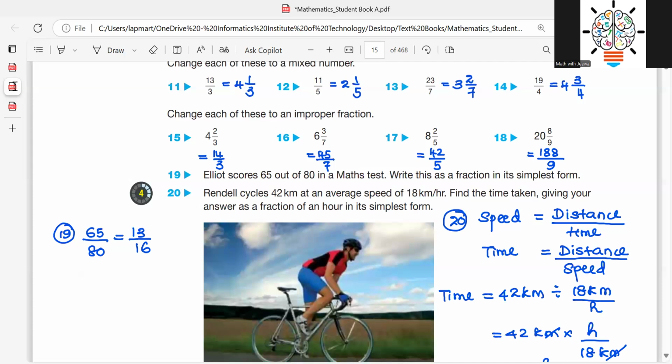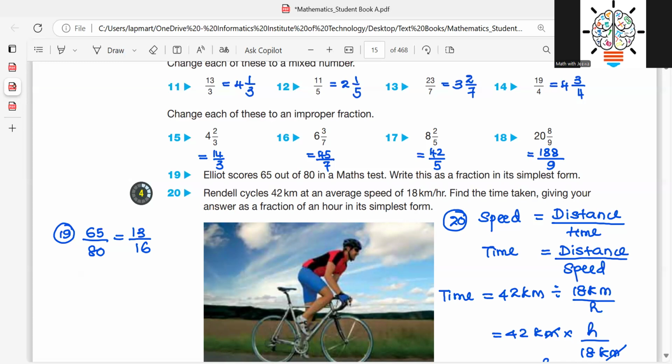Okay, children, here I have come to the last two questions of exercise 1 star, the word problems. I will explain how to do them. Elliot scores 65 out of 80 in a math test. So you just write it as a fraction, 65 out of 80. Then you simplify it. You divide both the numerator and the denominator by 5. It gives me 13 out of 16.